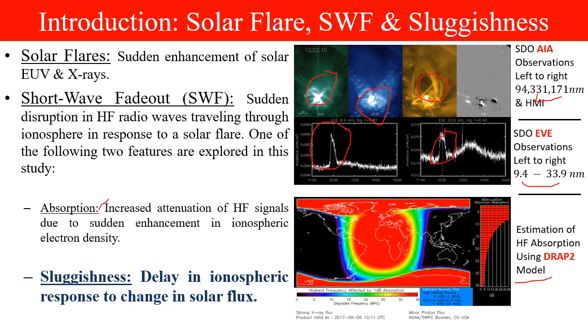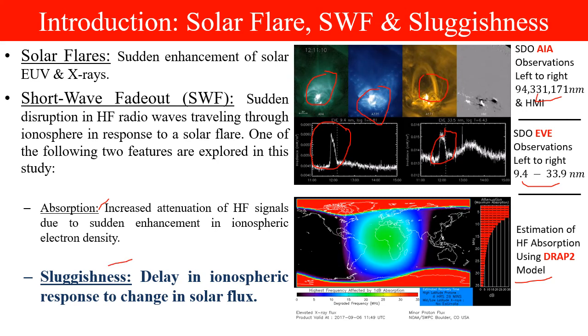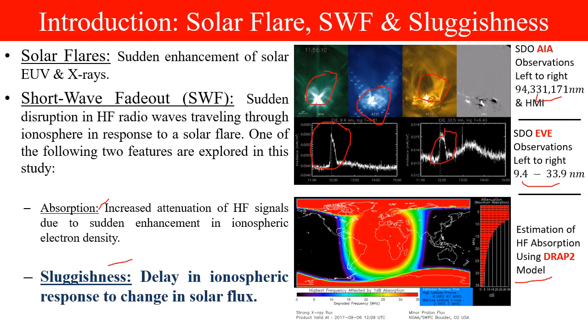Other than the absorption, there is another phenomenon we commonly talk about. It's sluggishness, commonly known as the delay in the ionospheric response to any change in solar flux. I'm going to discuss what sluggishness is in the next slide.